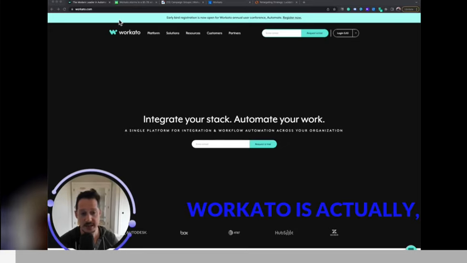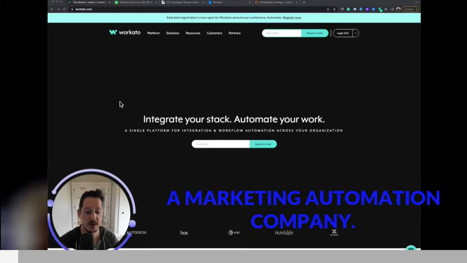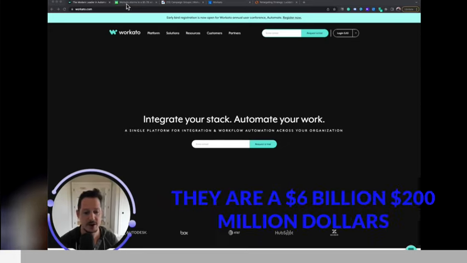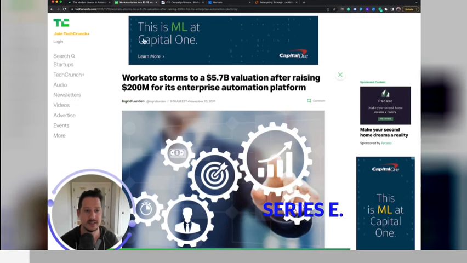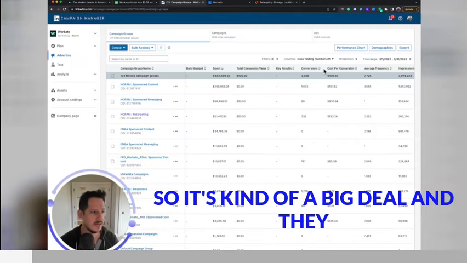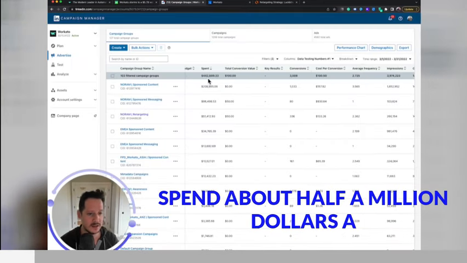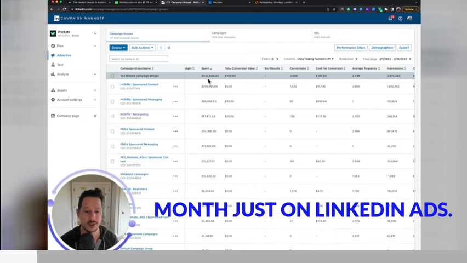Workato, if you're not familiar with them, is actually a marketing automation company. They are a $6 billion company. They just secured a $200 million Series E. So they're kind of a big deal. And they spend about $500,000 a month just on LinkedIn ads.